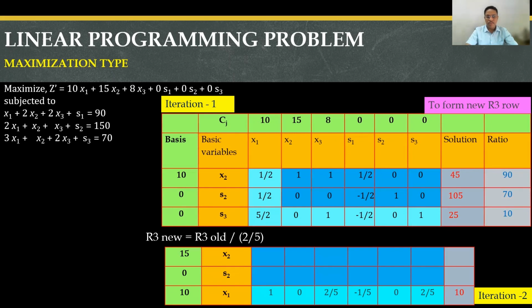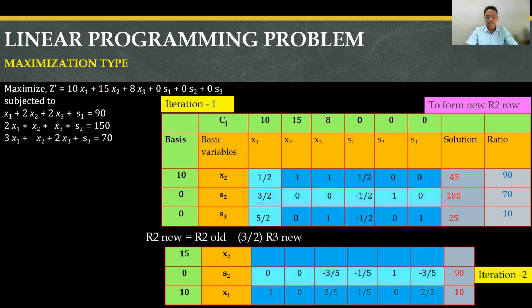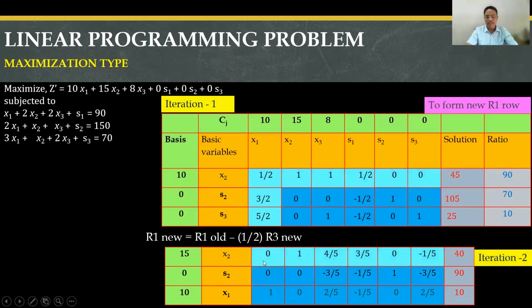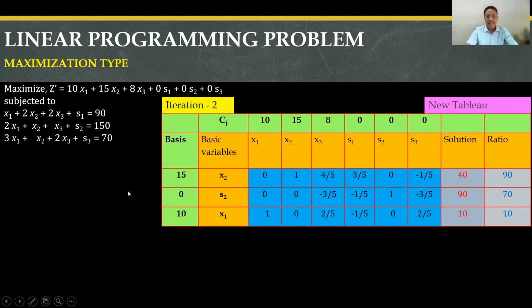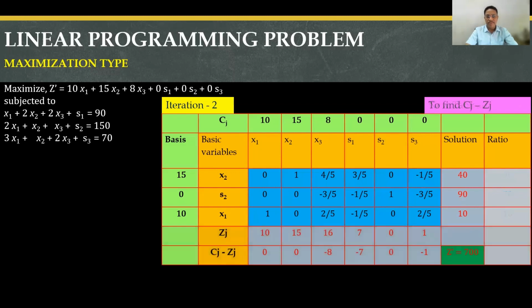So performing a row operation on the R3 row will give us 1. Performing a row operation on the R2 row will give us 0 here, and performing a row operation on the R1 row will give us 0 here. Now we'll write this again for the second iteration, and we get this table. The next step is now to find the Zj value and then the Cj minus Zj value.